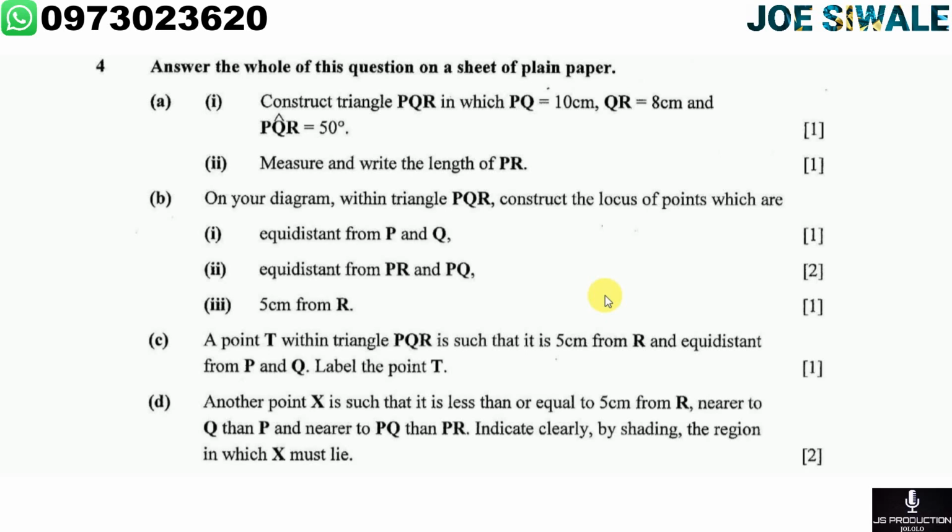So let us proceed, and today we'll be looking at construction, and construction was question 4. So the question reads, answer the whole of this question on a sheet of print paper. Question A, Roman numeral 1 reads, construct triangle PQR in which PQ is equal to 10 centimeters, QR is equal to 8 centimeters, and angle PQR is equal to 50 degrees.